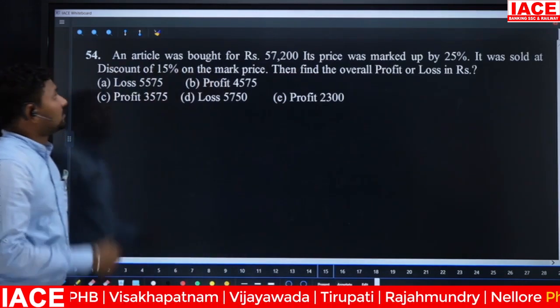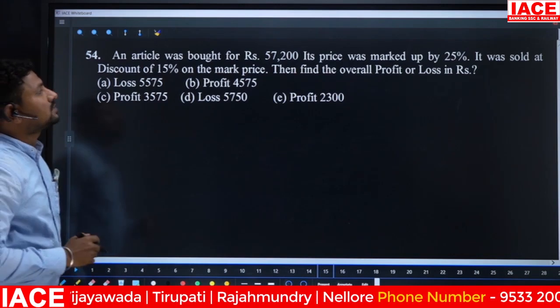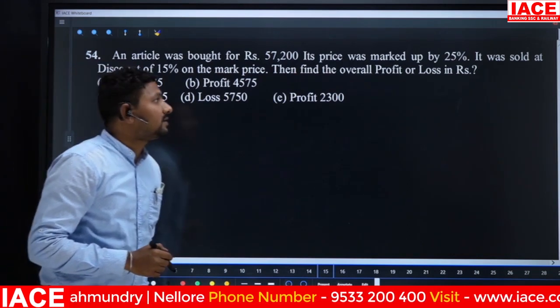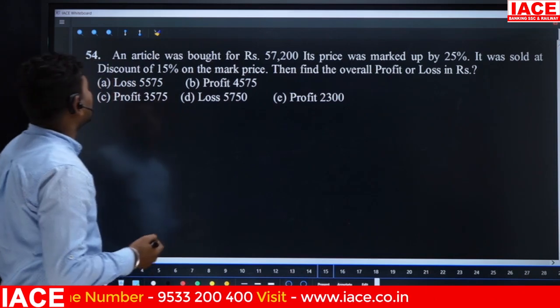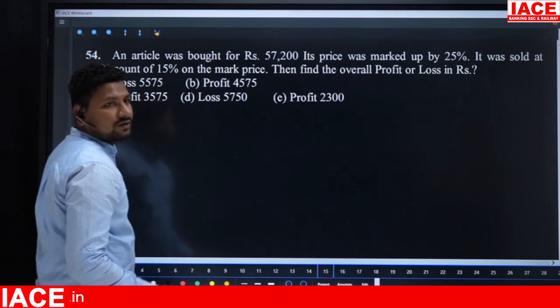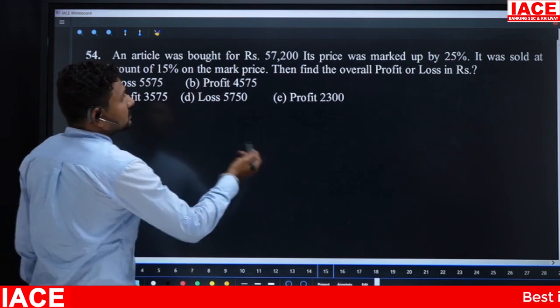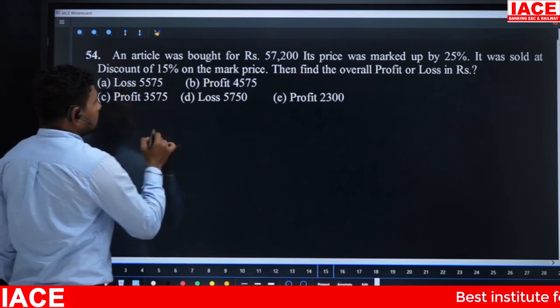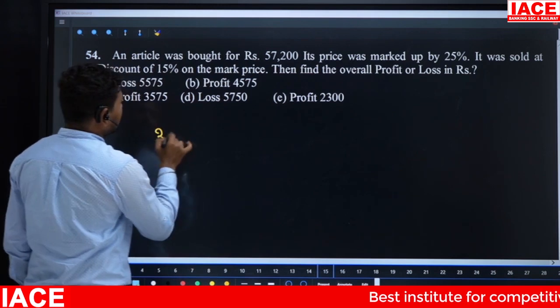Next, question 54. An article was bought for 57,200. Its price was marked up by 25%. It was sold at a discount of 15% on the marked price. Then find the overall profit or loss in how many rupees. So, of course, we can apply the net percentage change. First of all, is it a discount or a profit?